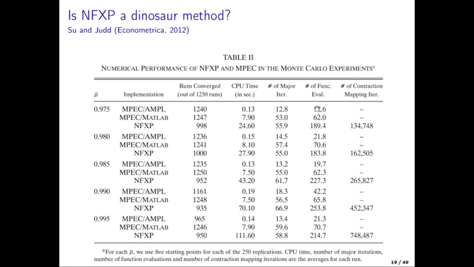and this is the number of function evaluations, in this case the likelihood function. And for the nested fixed point algorithm, they also calculate how many contraction iterations you're taking to estimate the model on average for each data set.